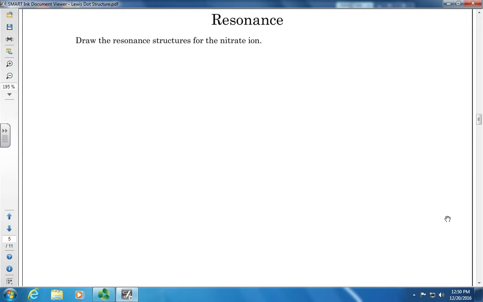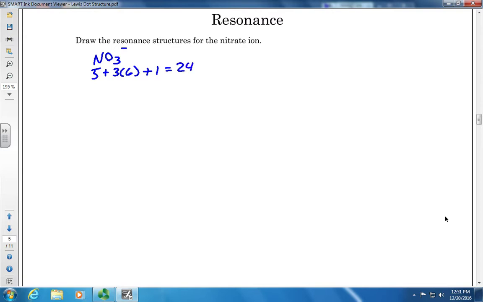So we're asked to draw the resonance structures of the nitrate ion. So let's get started. Nitrate is NO3 with a -1 charge. With NO3 minus, nitrogen has 5 valence electrons and oxygen has 6, and there's 3 of those. And then we're going to add 1 electron for the -1 charge. That's going to give us a total of 24 valence electrons.